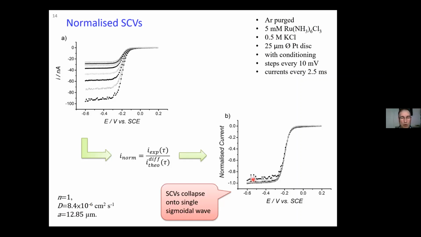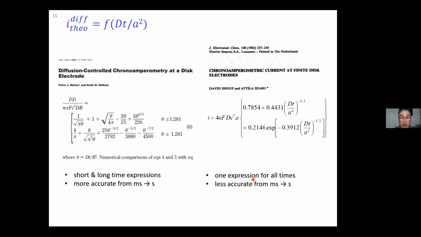How did we do the normalization? Well, we divided by a theoretical expression. There are two in the literature. You can either use the Shoup and Szabo equation, which is one expression for all times, which is not so accurate from the millisecond to the second region, or you can use the Mahon-Oldham equation, which is a two-term expression, but it's more accurate in the time scale of interest. So we're normalizing our experimental sample current voltammogram with this theoretical expression.